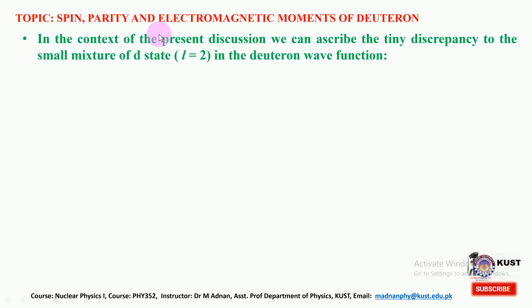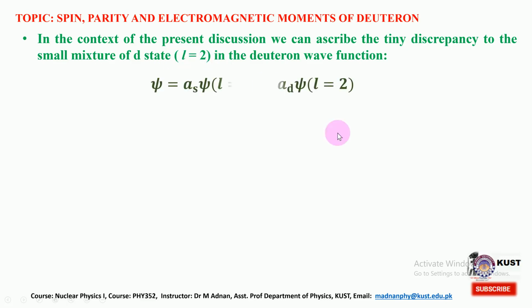Now, in the context of the present discussion, we can ascribe the tiny discrepancy to the small mixture of the D state. Since, as I told you, L equal to 0 is the S state, as we discussed in my previous lectures, and L equal to 1, which is not possible based on our discussion on the last few slides, was the P state. So the D state, with L equal to 2, is a possibility that can give rise to the total angular momentum I equal to 1.